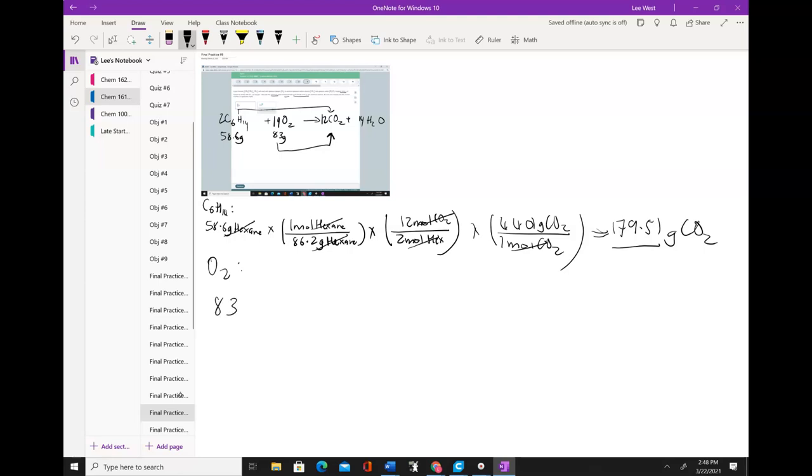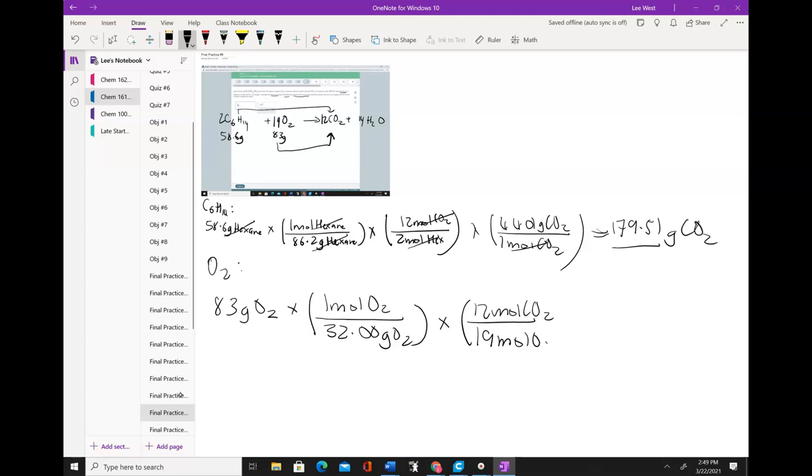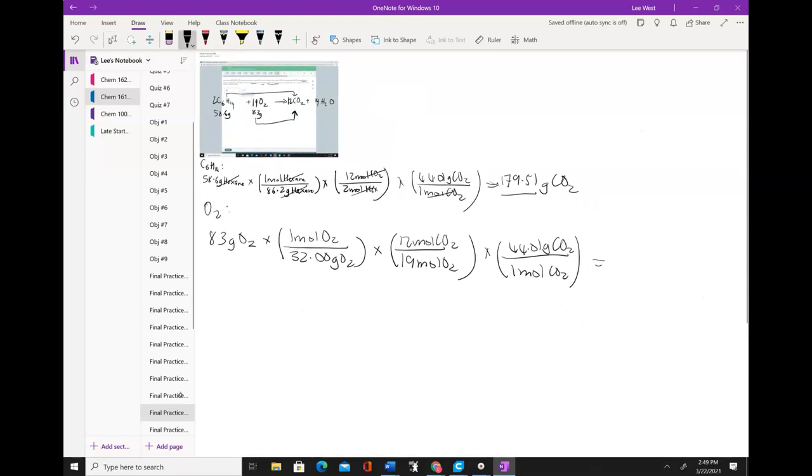So we got 83 grams of O2. 1 mole of O2 is 32.00 grams of O2. And then according to our balanced equation, we get 12 moles of CO2 for every 19 moles of O2. And then finally, our molar mass, 44.01 grams of CO2 per 1 mole of CO2. So, second grams to grams calculation, let's just check our units. It's real easy to get something upside down.